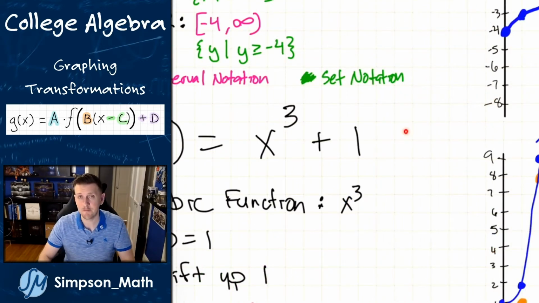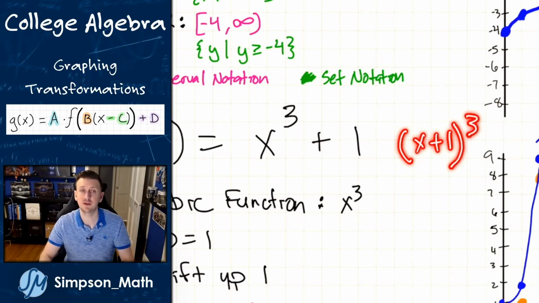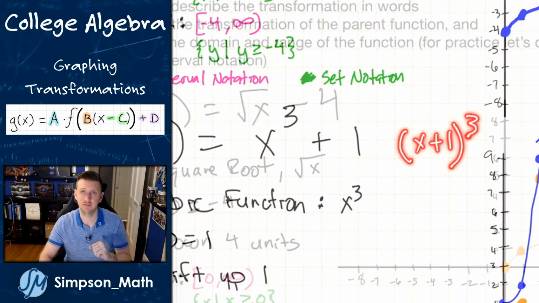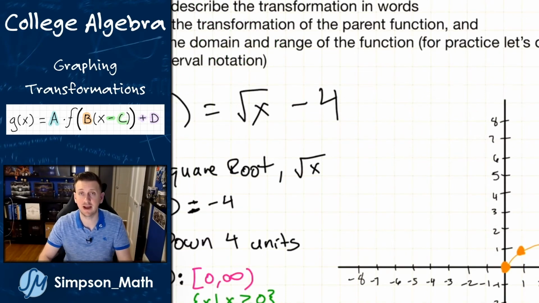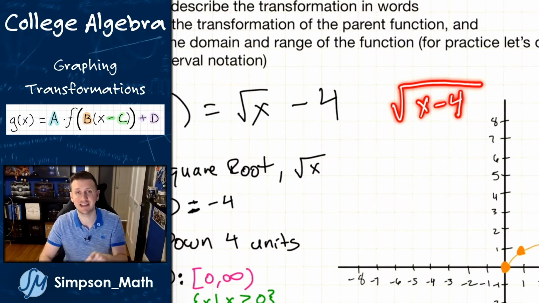For this cubic, it's going to be open parentheses, x plus 1, close parentheses, cubed. So here that plus 1 is inside the function, adding inside the function. And so here we would end up going left 1 unit. And lastly, for this square root of x minus 4, it would be a big square root of x minus 4, with that minus 4 being inside the square root. So here that minus 4 would move the square root function to the right 4 units.